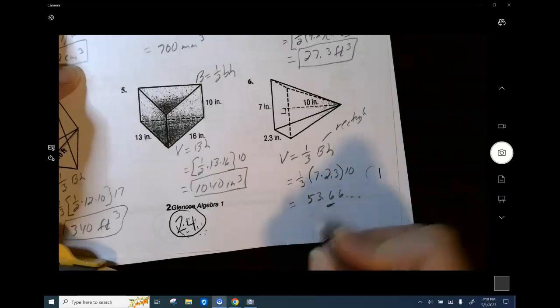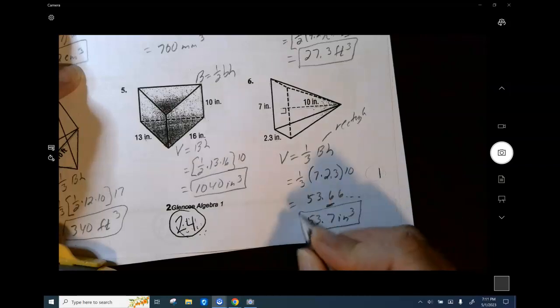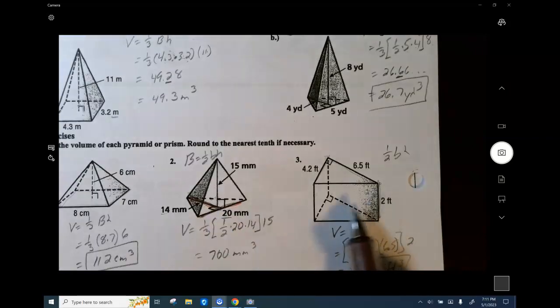Repeating sixes. So 53.7 inches cubed. Okay? So you just have to pay attention. What is the base? If it's a prism or if it's a pyramid, use that formula.